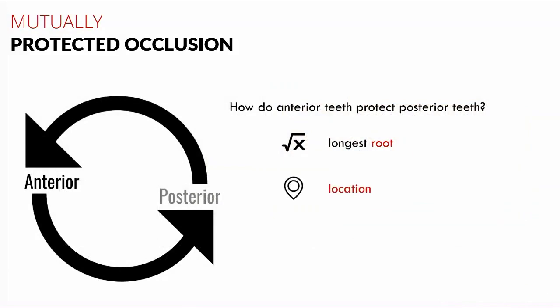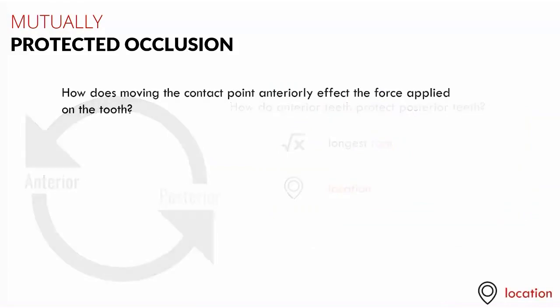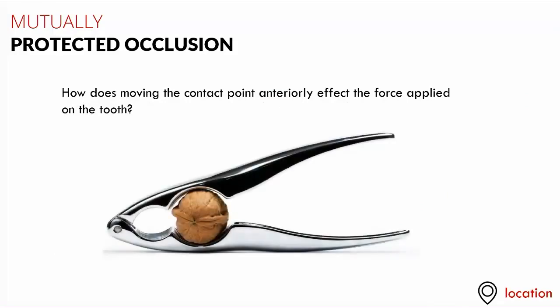All right. Location. So let's think about the location relative to the hinge axis, okay? So here's a diagram of a nutcracker, okay? If you were to crack a nut, do you want that nut to be closer to the hinge or further away from the hinge? Closer, and why is that? Yeah, the closer you are to that hinge, the more force that you can apply to that nut, okay?